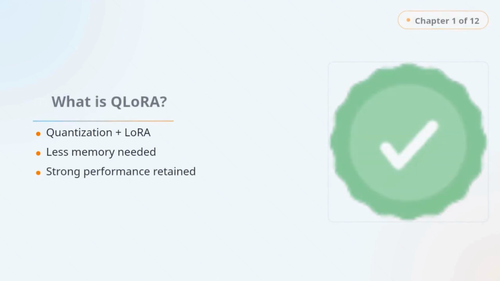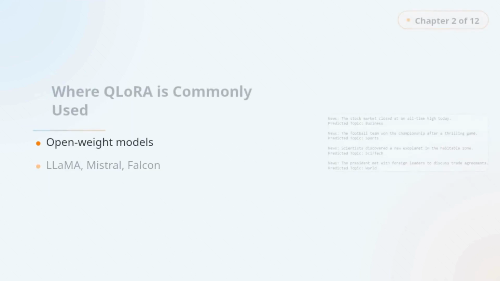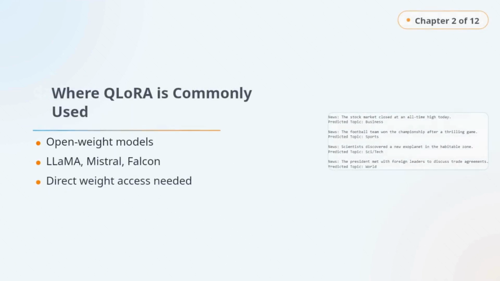QLoRA stands for Quantized Low-Rank Adapter. It combines two ideas: quantization, which shrinks model weights, and LoRA, which adds small trainable adapter layers. This makes it possible to fine-tune very large models with much less memory and computation, while still keeping performance quite strong. QLoRA is mainly used with open-weight models like Llama, Mistral, and Falcon.